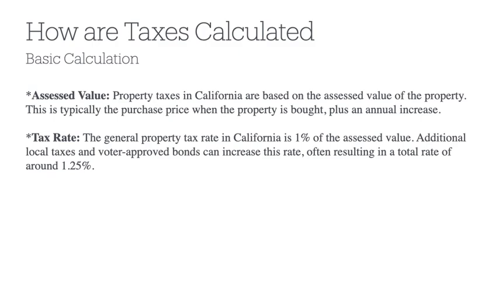In California, the property tax, when you purchase a home, there's 1%. So if it's a $1 million home, it'll be $10,000 in property taxes. And then there's local taxes and voter approved bonds that can increase this rate. The average is about 1.25%.